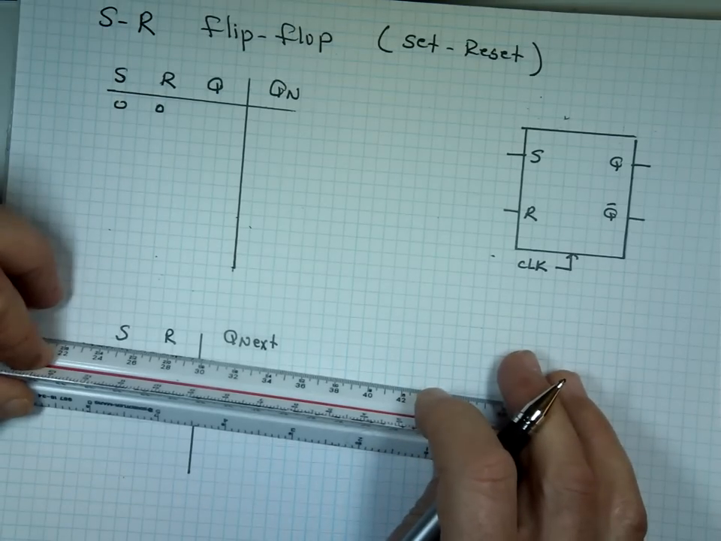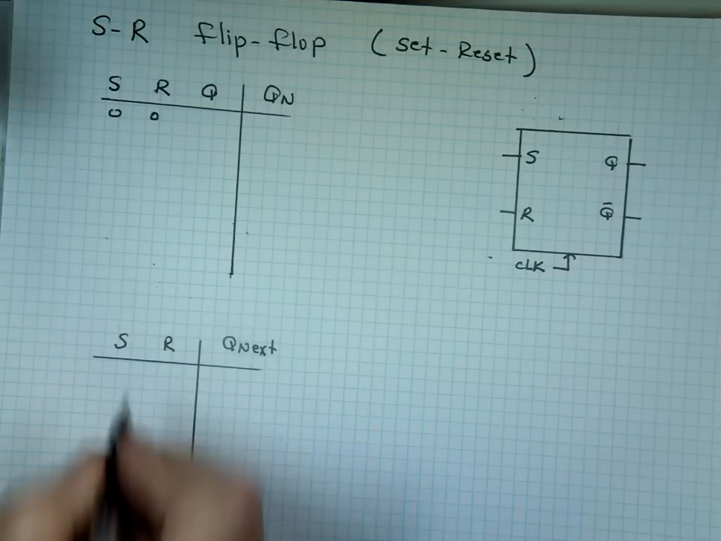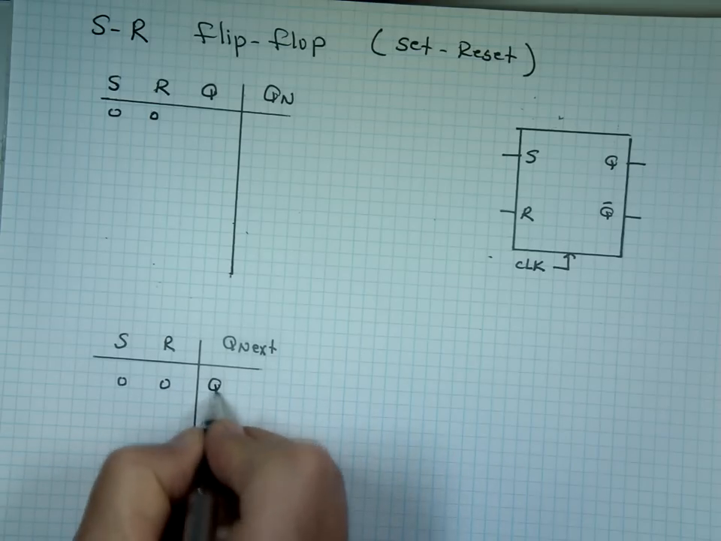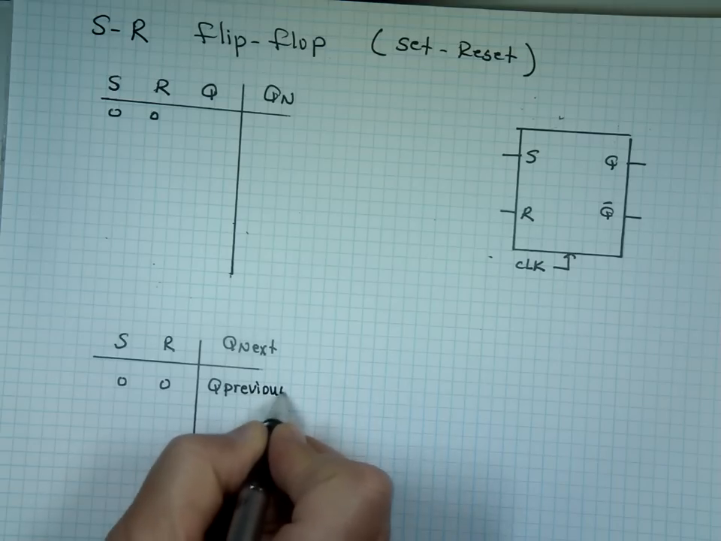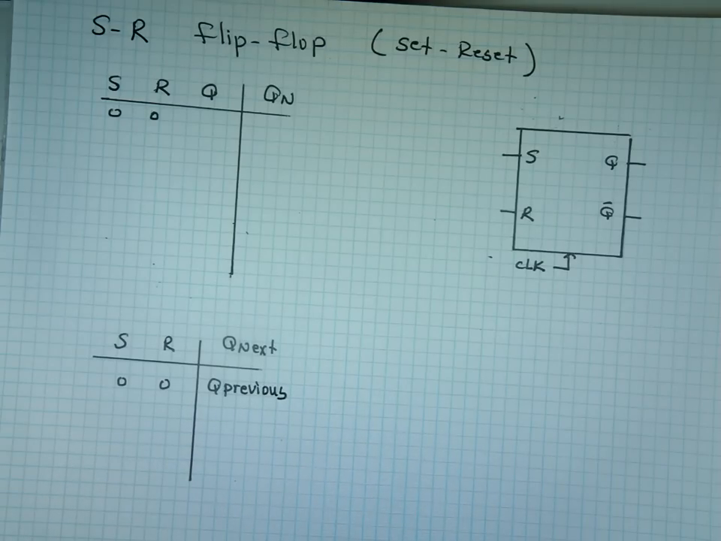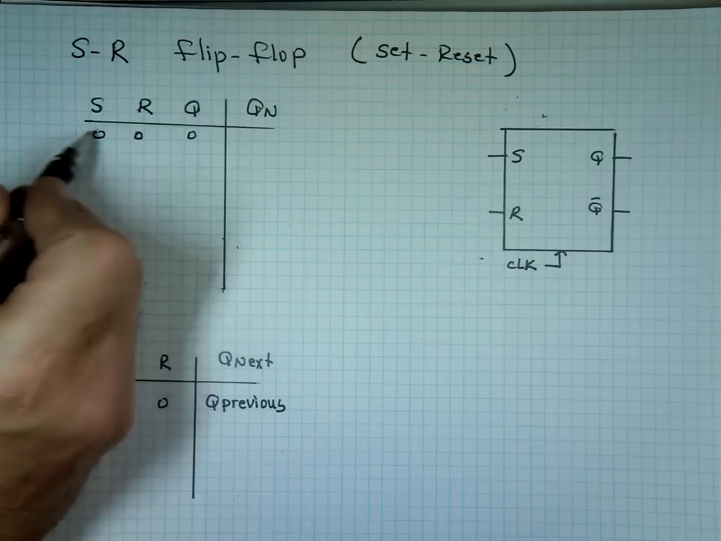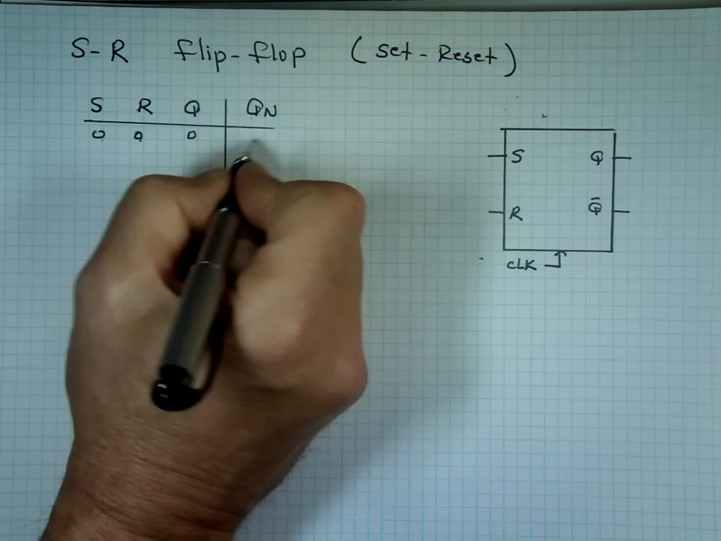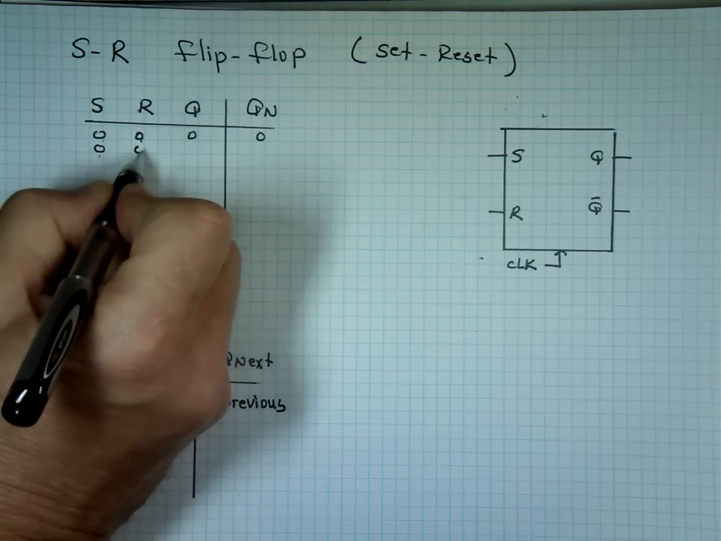When S and R are both 0s, the next state will be the same as the previous state. That's how this flip-flop works. Which means, if you have 0, 0 and Q was 0, what's the next state going to be? 0. When this is 0, 0, but Q is a 1, the next state will be what? 1.